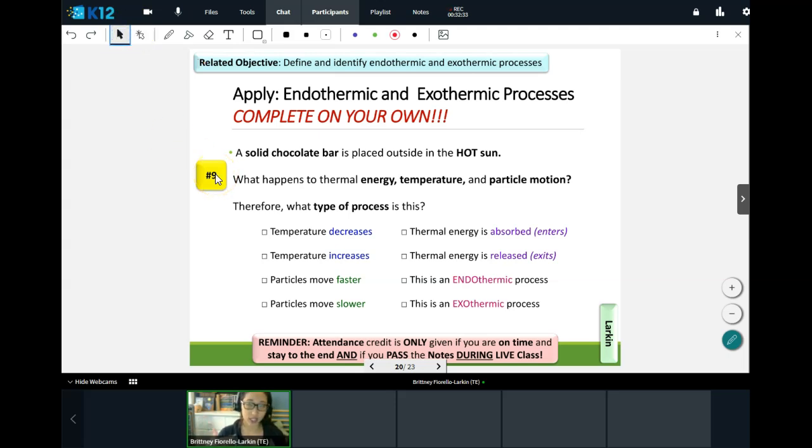Right, we have condensation, we have vaporization, melting, freezing, deposition, sublimation. Yeah, it's definitely going to melt, right? So we're going to melt, meaning that we are going from a solid to a liquid. All right, so if it's in the hot sun, what do you think is happening to temperature? Is temperature decreasing or increasing? Yeah, exactly. So temperature increases. Perfect.